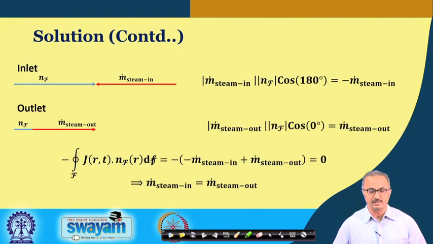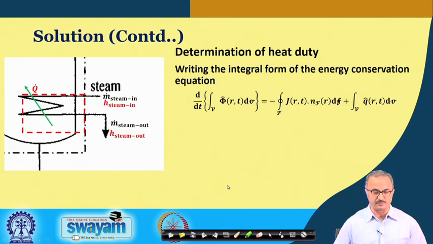Now, like earlier, we can find out the flux values. This is associated with the incoming steam, this is associated with the outgoing steam, and you can see that there will be changes in the sign of these two fluxes at the inlet and the outlet. Then the net flux is this particular expression, and from this expression we find that the amount of steam going in is equal to the amount of steam coming out of the system.